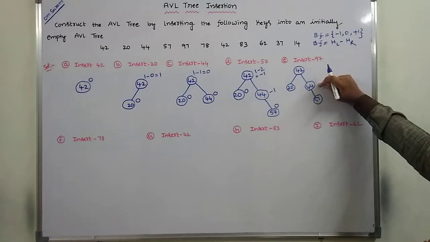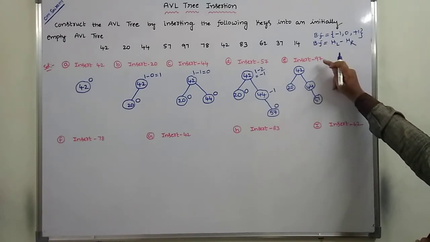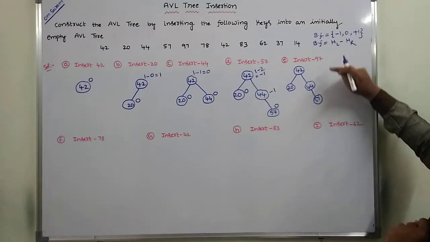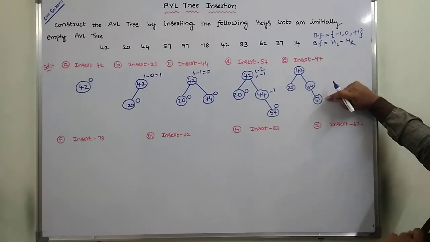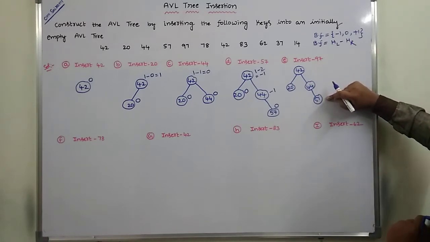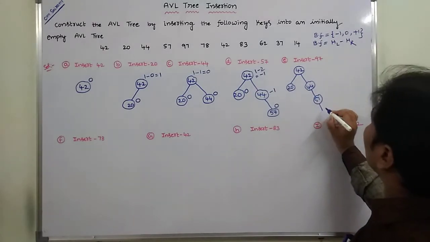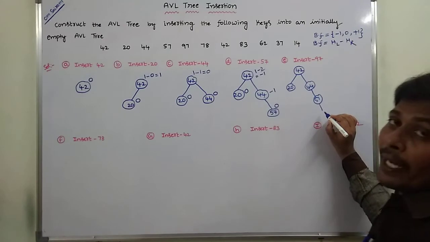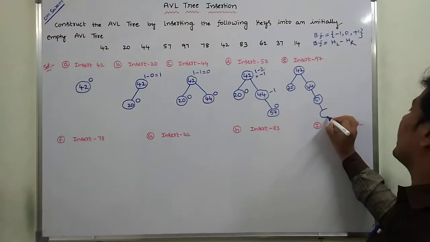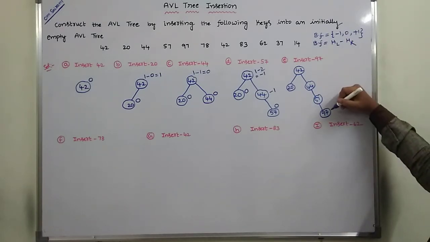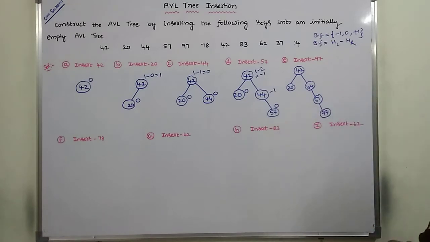Next, 97 is compared with 44. 97 is greater, so go to the right subtree. Here 57 is there. 97 is compared with 57. 97 is greater than 57, so go to the right subtree. The right subtree is empty. Now we have to create a node and insert the node 97 into that node. Now 97 is the right child of 57.